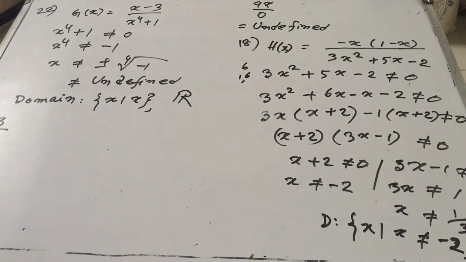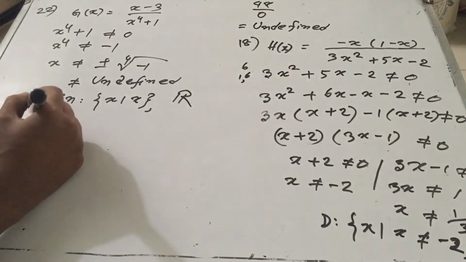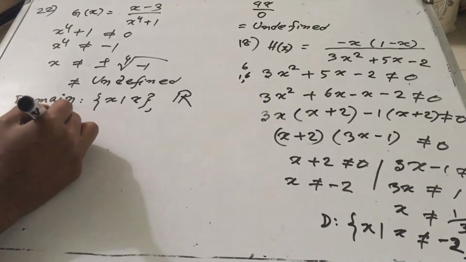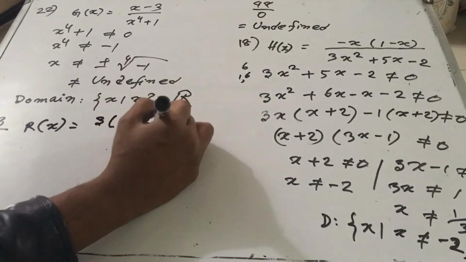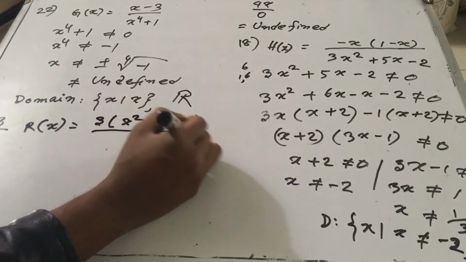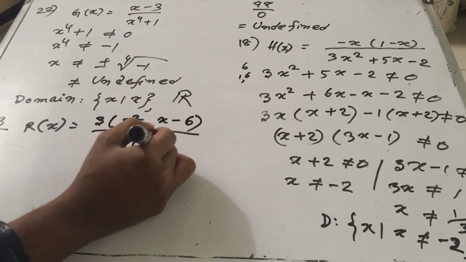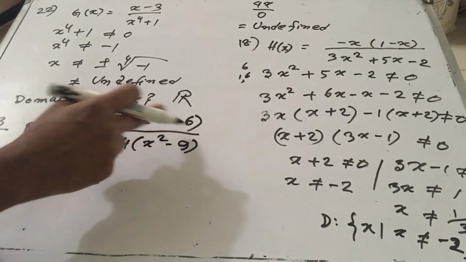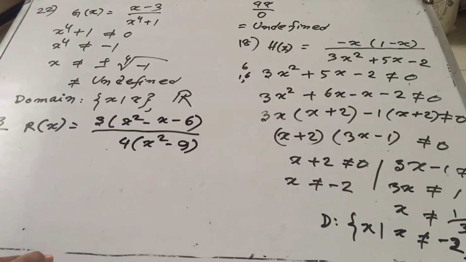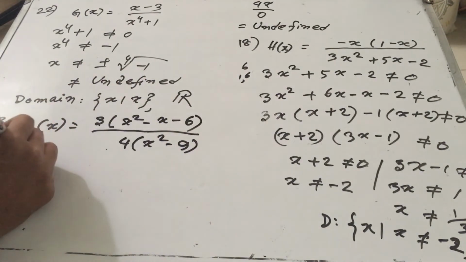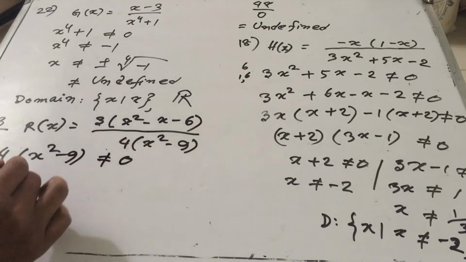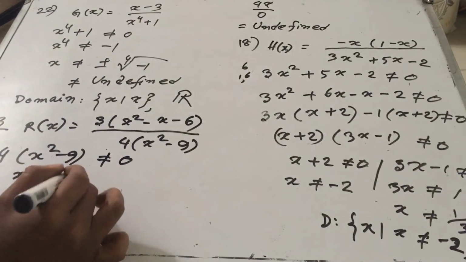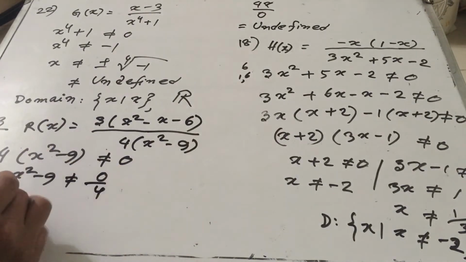So 23 number, the question is r of x equals 3x squared minus x minus 6 divided by 4 times x squared minus 9. Now you see there is a lot of things on the top, in the numerator, but don't worry about that, because that's fine. The denominator is not equal to 0, so x squared minus 9 is not equal to 0, otherwise it will become undefined.